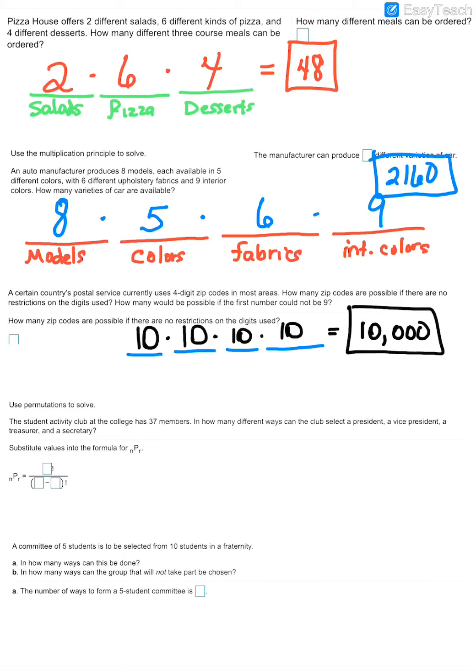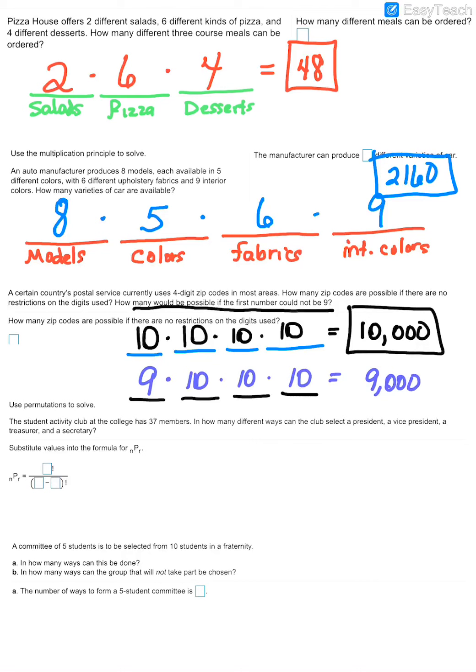Now the second part of the question wants to know how many would be possible if the first number cannot be a 9. So I still have 4 digits in my zip code, but if the first number can't be a 9, that only leaves 9 other digits. So I have 9 choices. Now, it didn't say any restrictions for the other numbers, so I'm back to 10 choices for the second slot, 10 for the third, and 10 for the fourth. So if I multiply that all together, then I am left with 9,000 possible different zip codes.